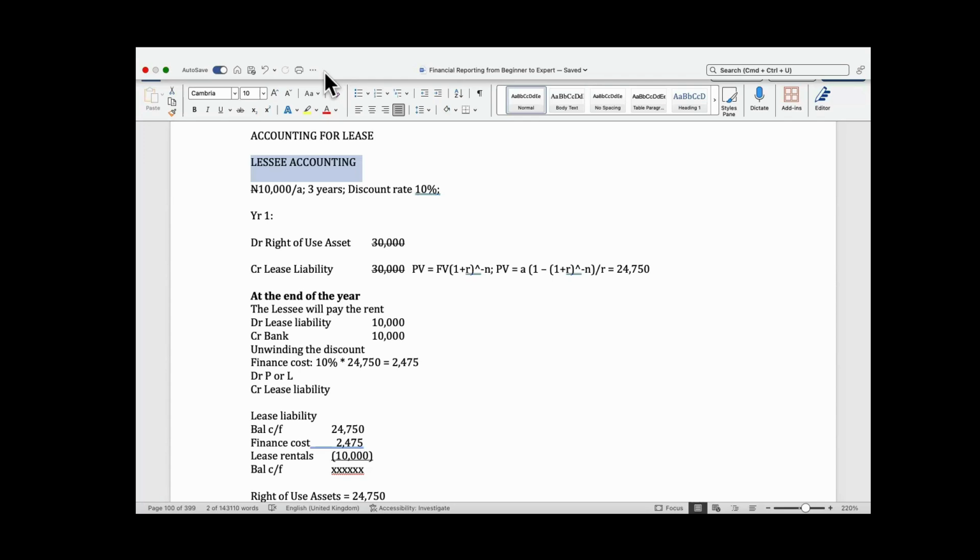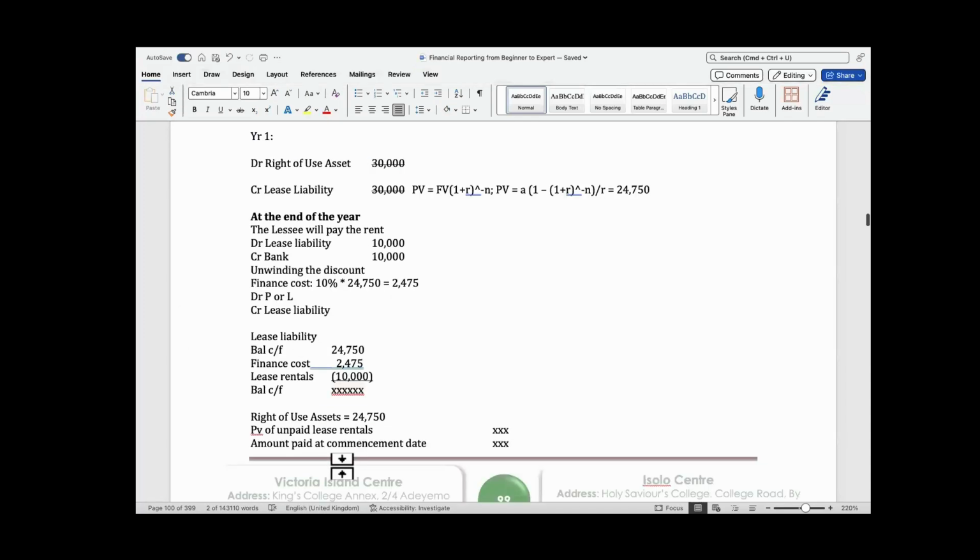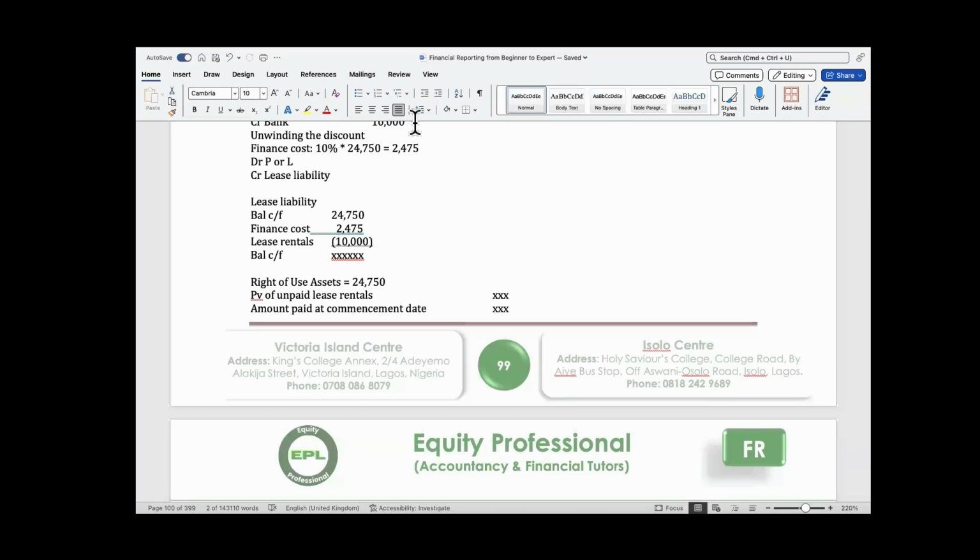Depreciation is applicable to cost of assets. Yes. So do we now agree here that the initial deposit plus the PV of the unpaid, the addition of the two, represent the cost, which is the right of use asset? Exactly. That's what it says.